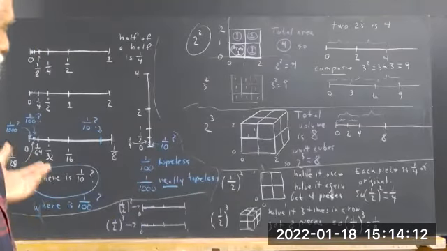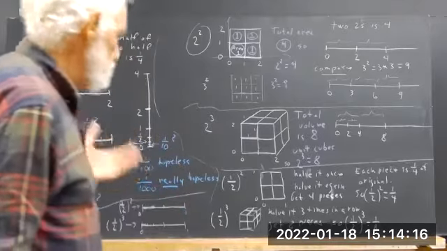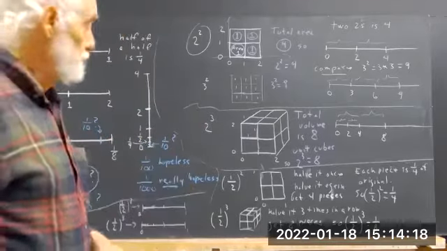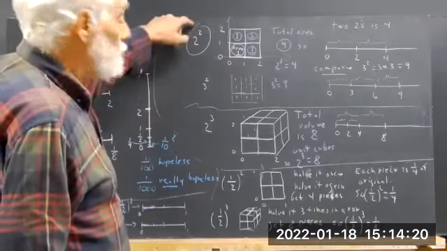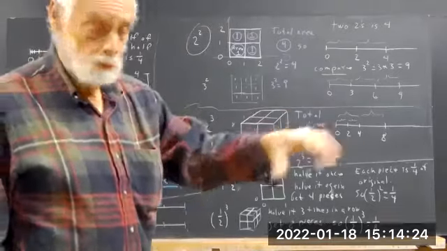Okay. Now, we want to talk about some basic arithmetic ideas. What's 2 squared? Well, everybody knows 2 squared is 2 times 2.